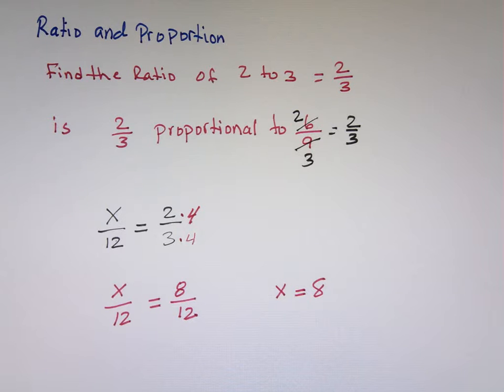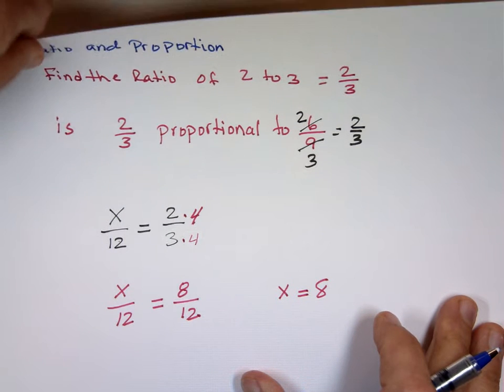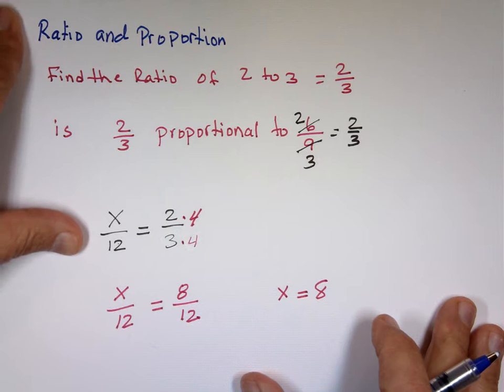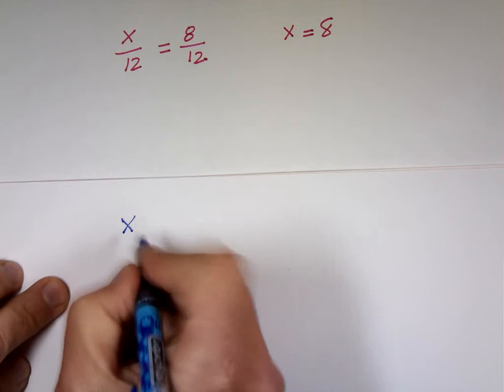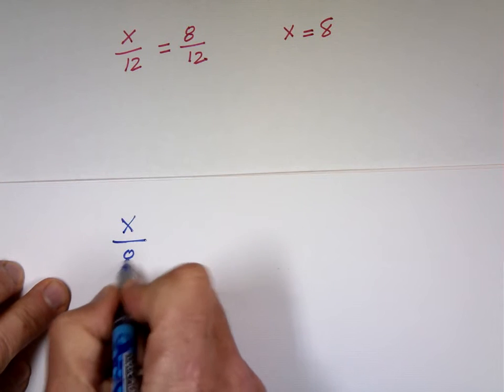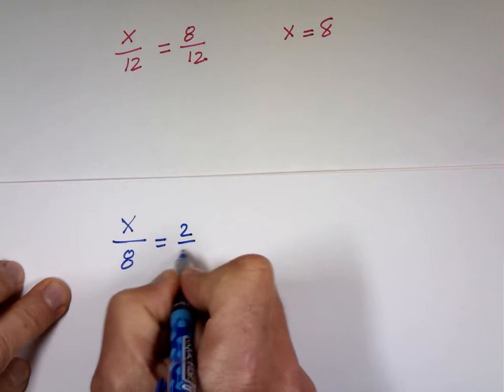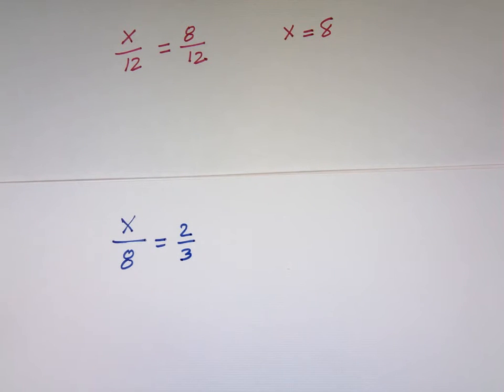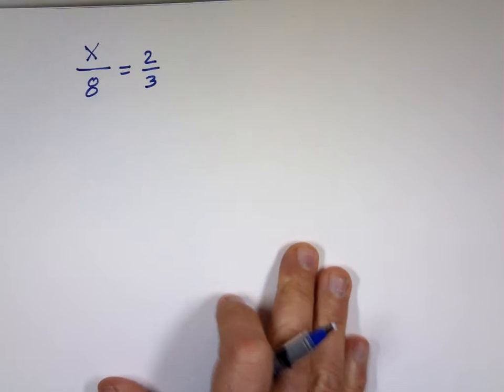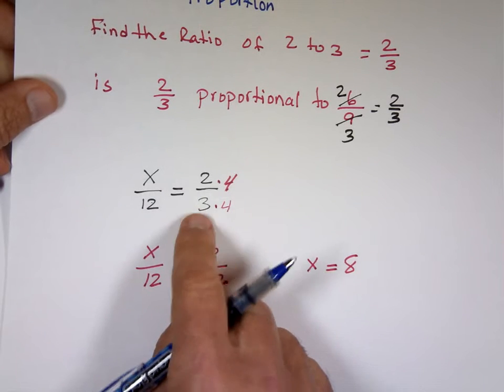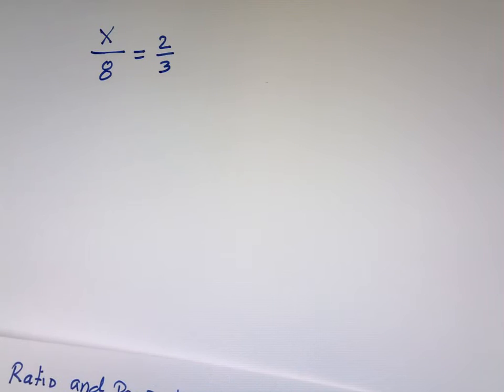Not a bad way of doing it, but the problem with this method is if we gave you a problem like this, instead of x/12, how about x/8 equals 2/3? How do you turn the 3 to 8? What can you multiply the 3 by to make it 8? So it's not as easy as the previous one. The previous one, I can make this number 12 by multiplying it by 4, not here. So maybe I need to come up with a different method that will help me solve them regardless of what numbers we have.